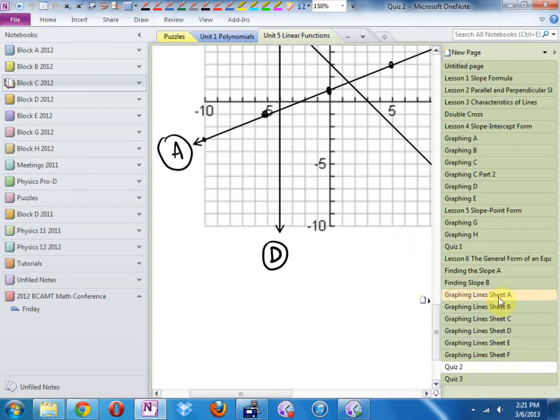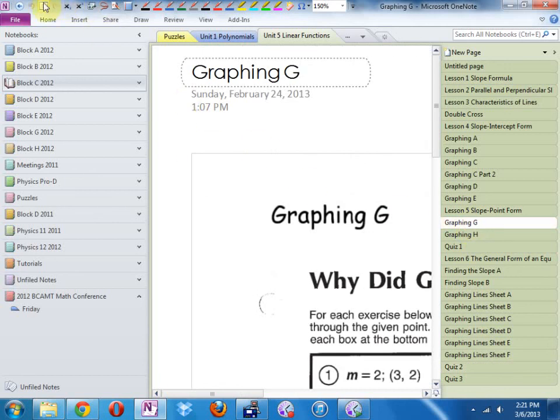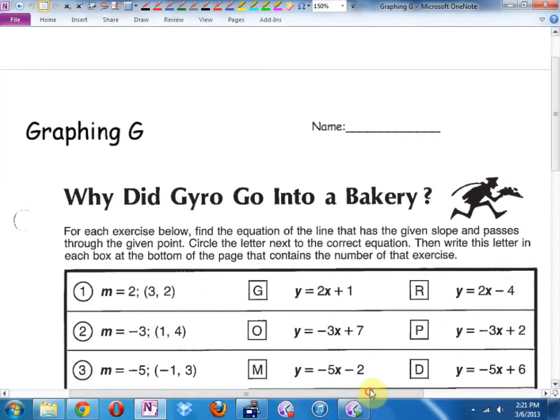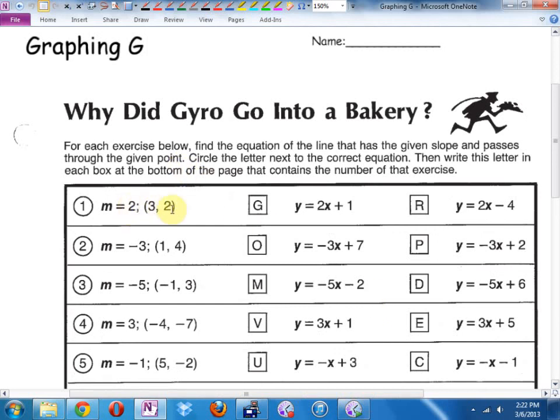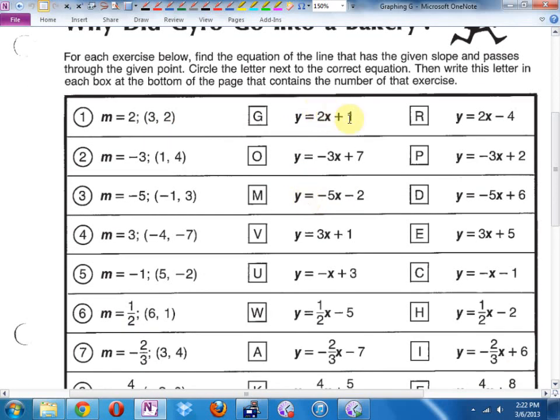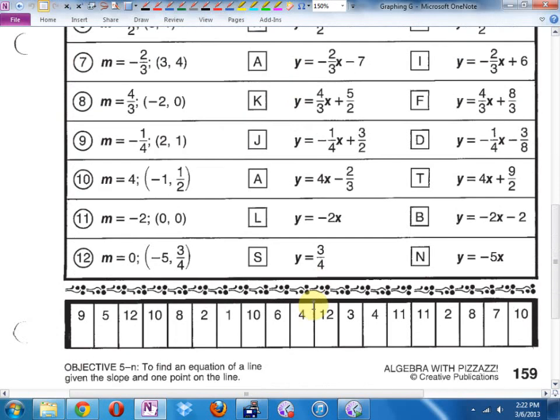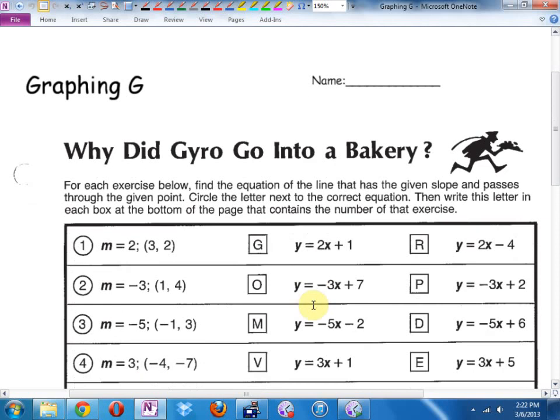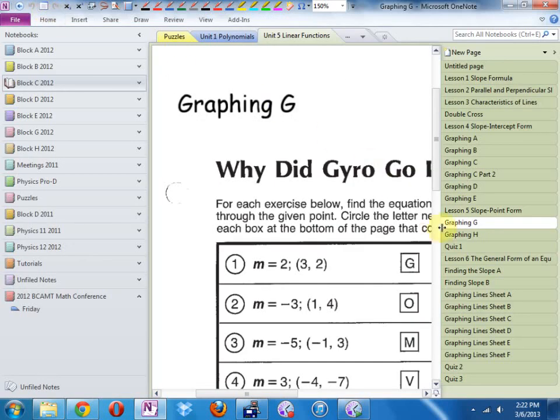Then I gave you, which one did I give you? Graphing G. Here, they're giving you the slope and a point. You'll have to do this on a separate piece of paper. Plug it into the slope point form equation, and then rewrite it in slope-intercept form, getting the y by itself like we did in our homework. Whichever one of those ends up being correct, you'll put that letter in the box number 1 at the bottom of the page, and you can find out, why did gyro go into a bakery? I'm dying to know. And then the back of it, is it graphing H on the back?